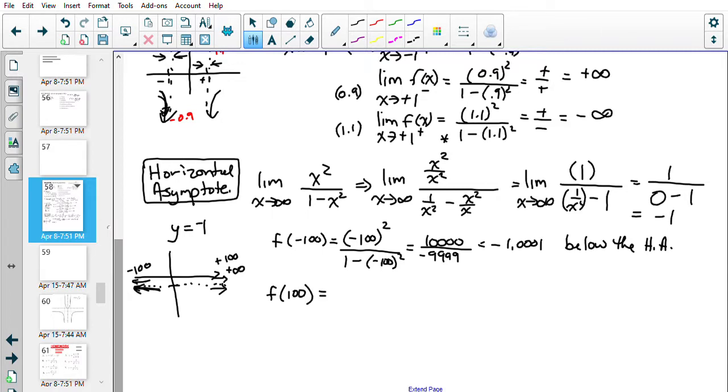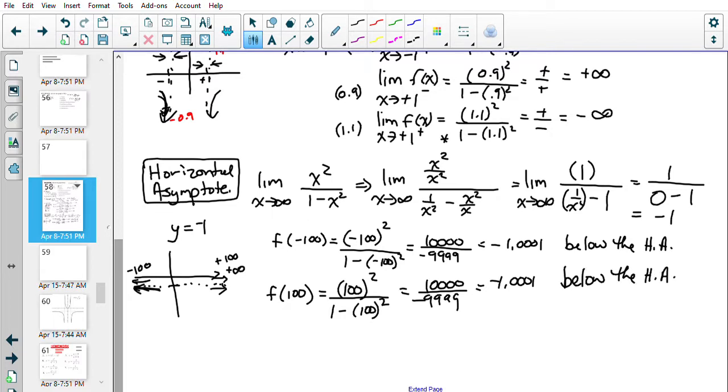Test a number that is bigger. Okay, 100 should be sufficiently large to see the asymptotic behavior. Again, negatives and positives, as we saw in the last question, come out to the exact same thing. This is an even function. If you divide those, you get something like negative 1.0001, which is also below the horizontal asymptote. So we have horizontal, vertical asymptotes, we have intercepts.